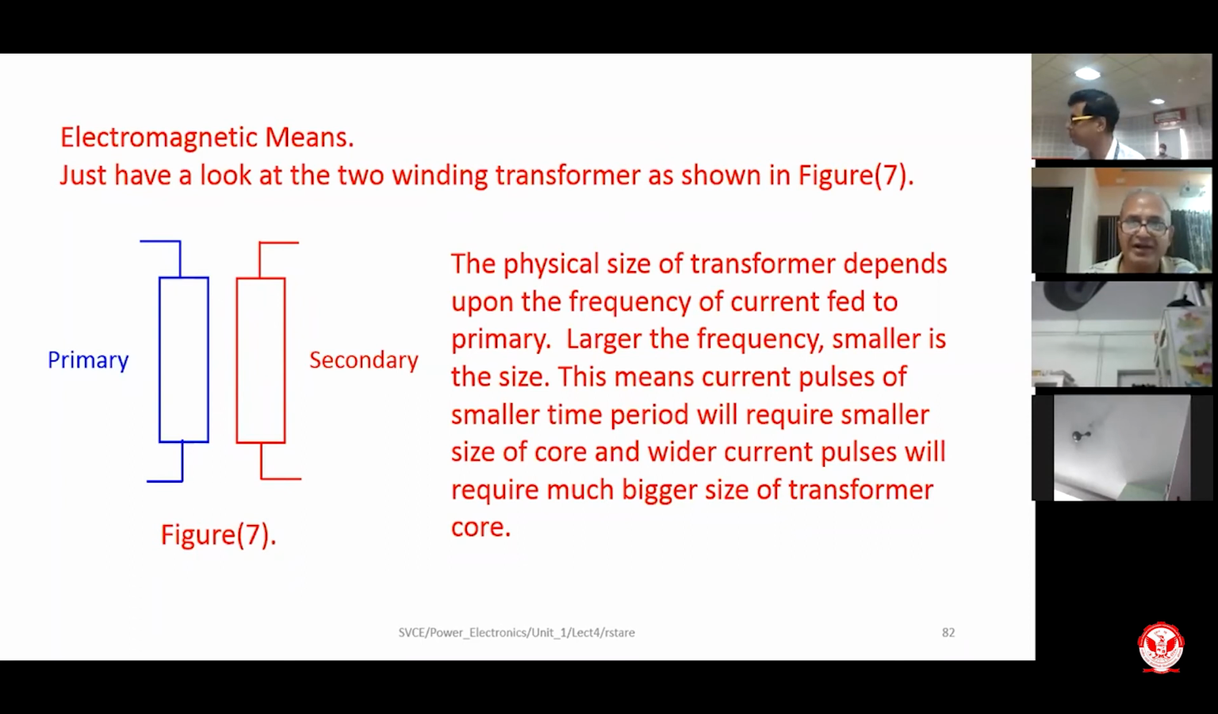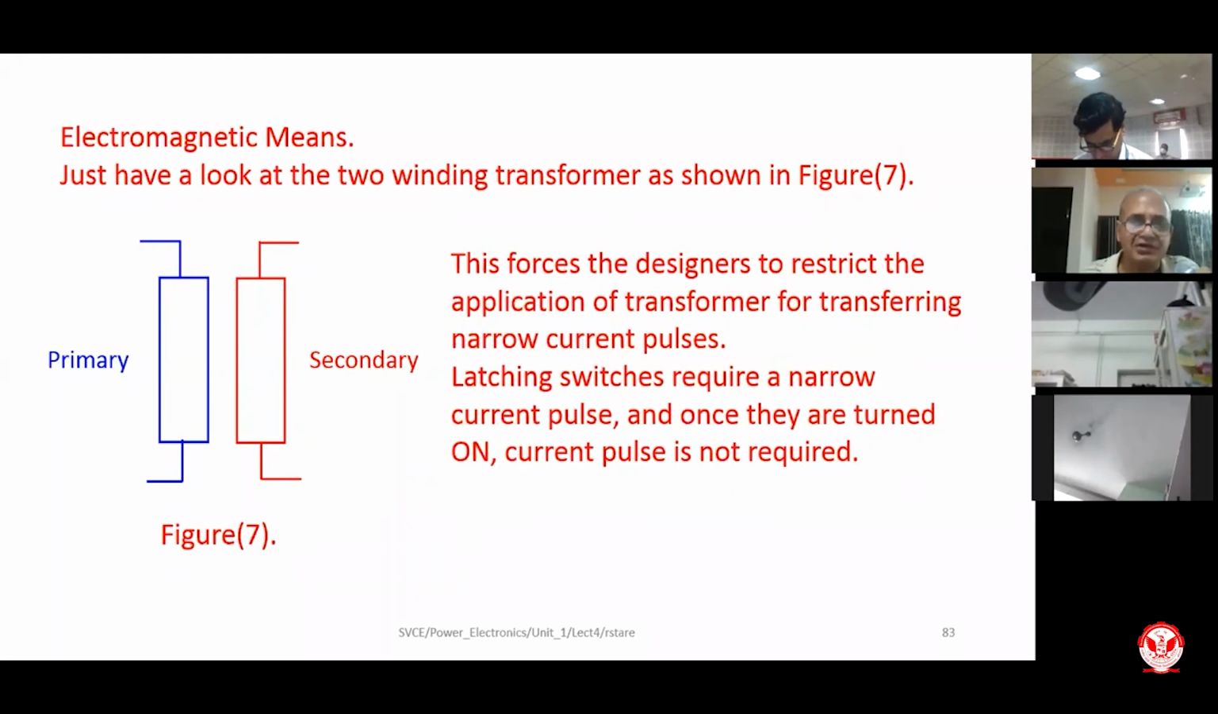And if I use wider current pulses, meaning time period is large, meaning frequency is small, the size of the transformer will also be large, and my transformer will be uneconomical, bulky in size, like that. This forces the designers to restrict the transformer to transferring narrow current pulses only.